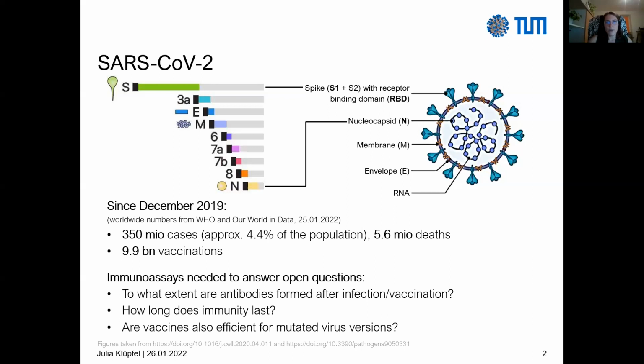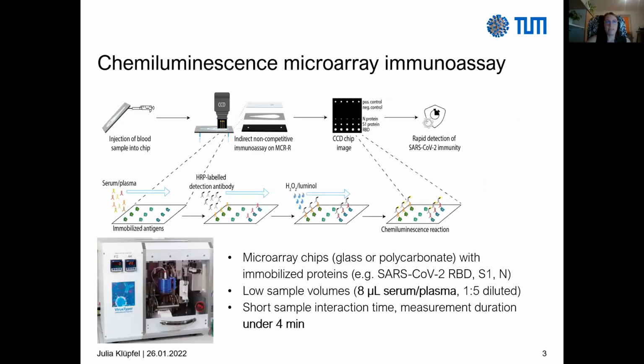And one tool that is very helpful in answering these questions are immunoassays. Immunoassays that are able to detect antibodies to certain proteins from SARS-CoV-2. And so we decided to also develop such an immunoassay. And what we do is chemiluminescence microarray immunoassays. So we have a microarray chip reader, it's this analysis device, and we use microarray chips that can be made either from glass or from polycarbonate.